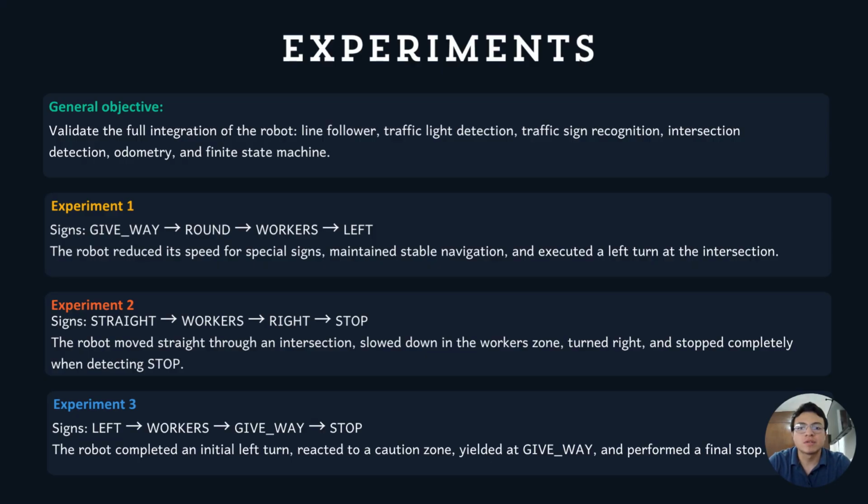For the experiments, we test the complete system with all the main modules working together. The only thing we changed in each experiment was the order and type of traffic signs on the track. The results showed that the Puzzlebot could react correctly to different scenarios, including turns, caution zones, yield behavior, and full stops, just as you can see in the following videos.